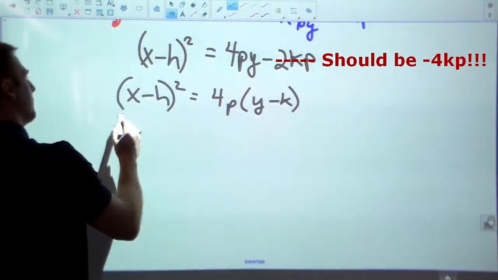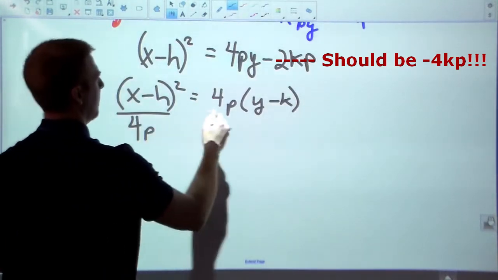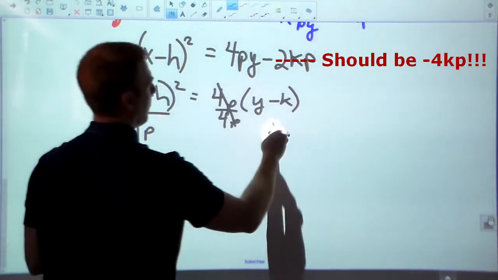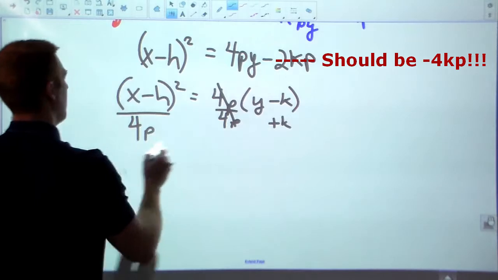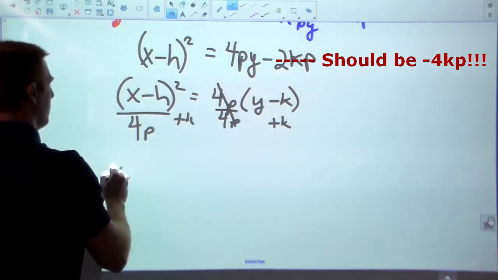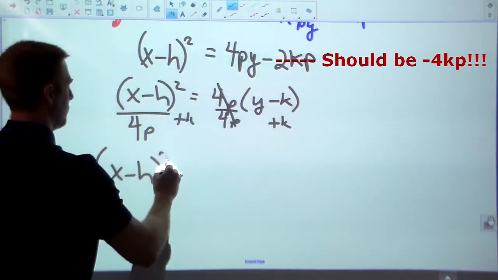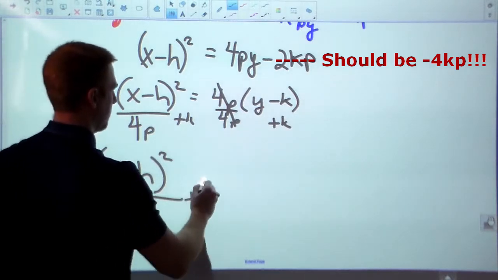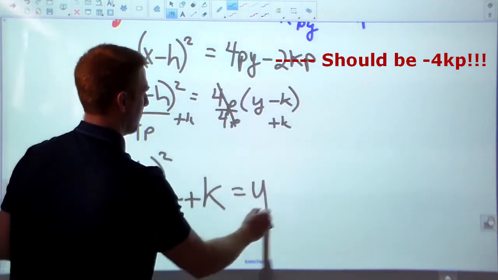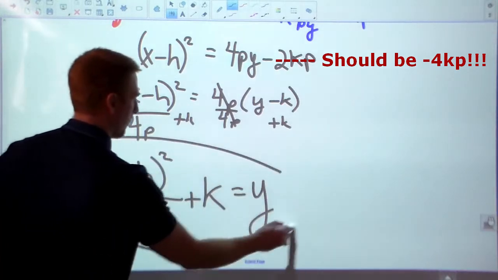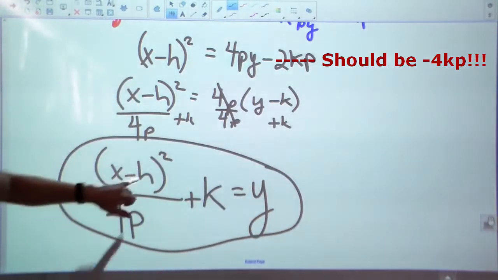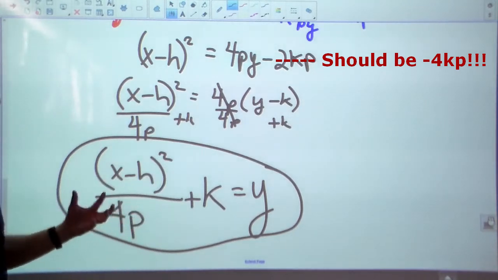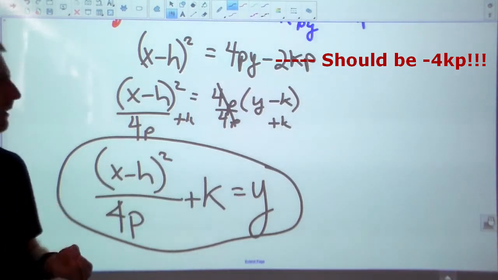So we can divide both sides by 4p, gets it out of here. And then finally we can just add k, since that's all that's left over there. So add k to both sides. I'll write it a bit neater. X minus h squared over 4p plus k equals y. So there's your formal definition for a parabola. H, k, again, is your vertex. P is that opening pattern we messed around with earlier in the year.